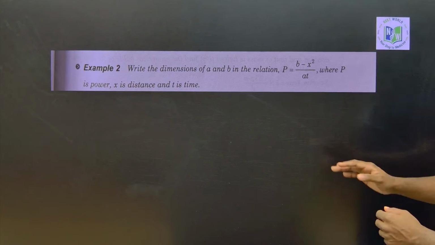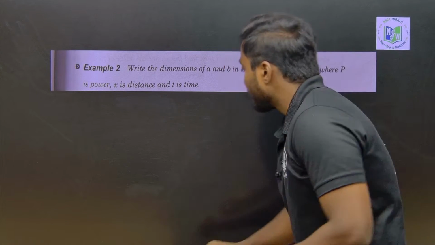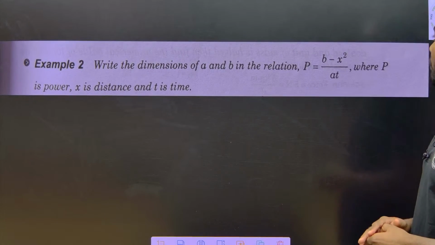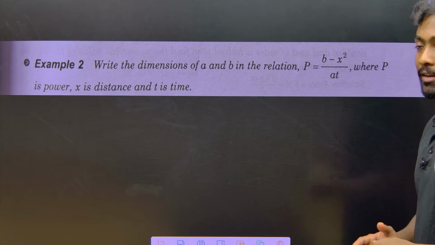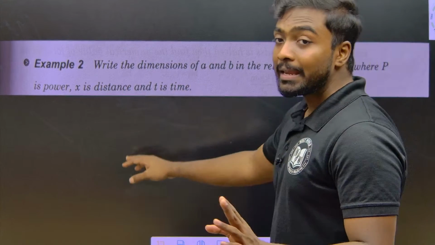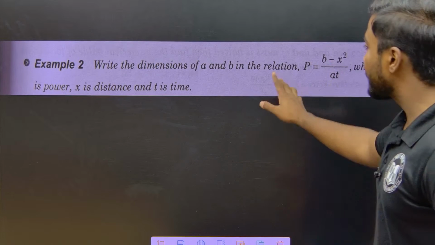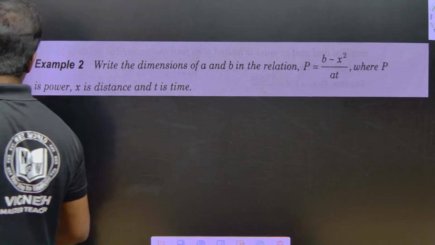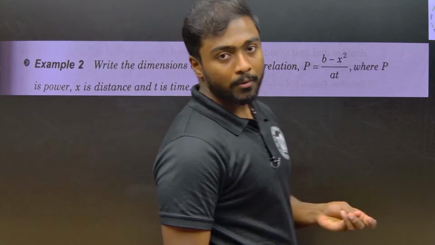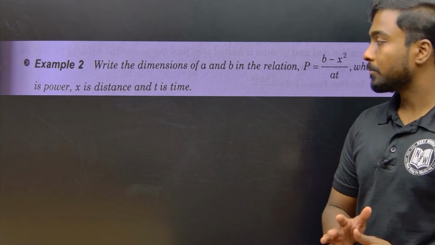The next question is: write the dimensions of A and B in the relation P equals B minus x square by A T. I need to find what B and A are. x is nothing but distance, t is nothing but time, P is nothing but power. These are the values given, and A and B are constants here. So this is example 2. You need to cover example 1 and example 2 and give the answer in the comment box. We will check the answers.